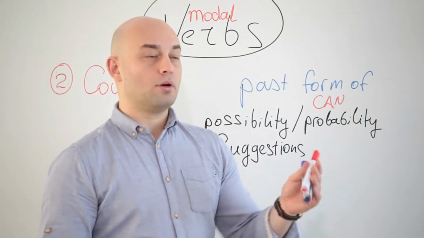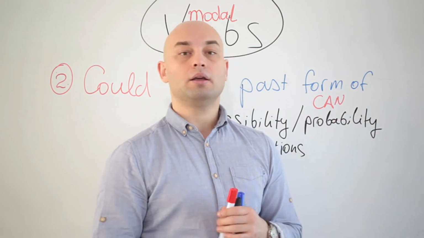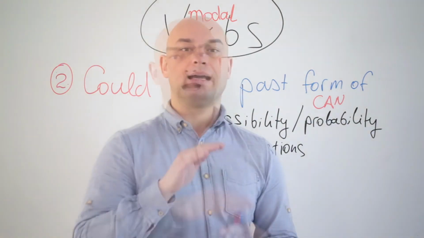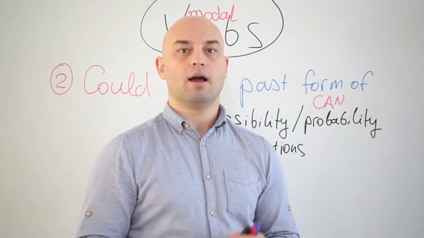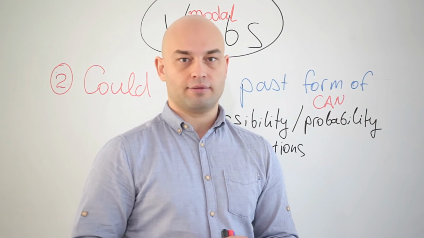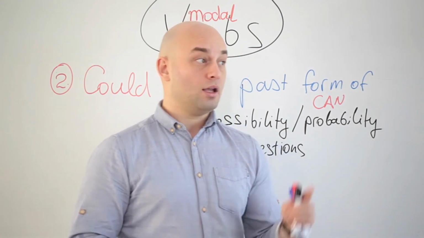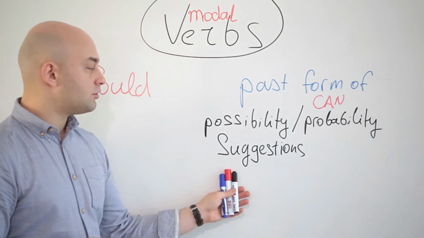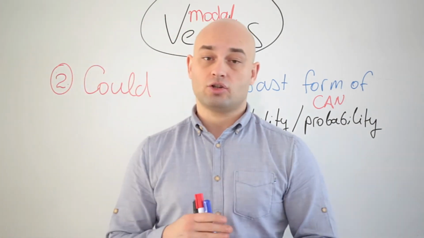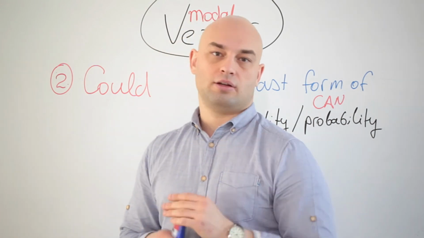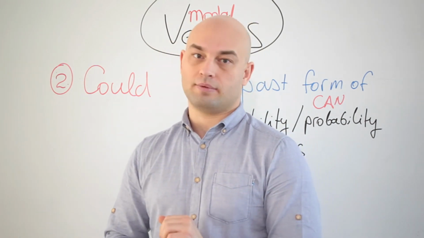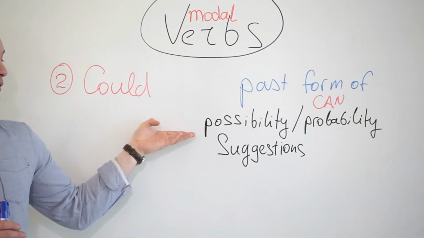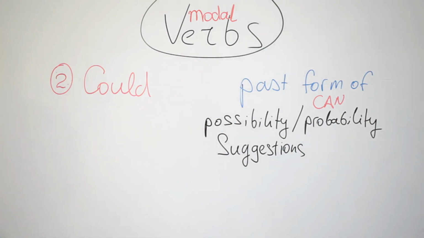For example, if I throw this ball, I could score the point. There's a possibility. I'm not saying I can score the point like I know I can because it's an ability I have. I'm just expressing the possibility. If I throw the ball, I could score a point. And also it's used for suggestions. Suggestions like, you could actually pay attention in class. You might learn something. That's a suggestion I use a lot in my classes. Past form of can, possibility, and suggestions.